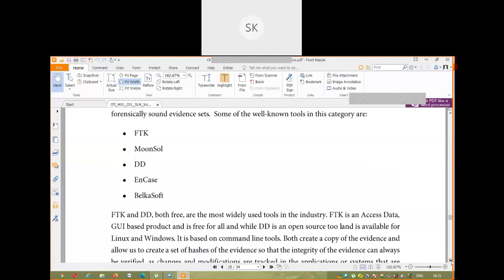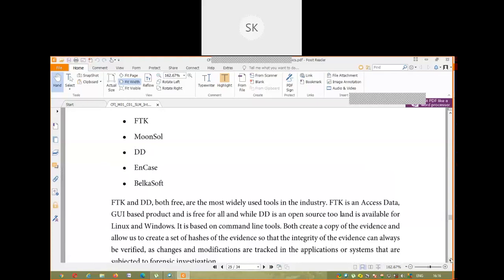Since you can use it in Linux, obviously it will be command based, because Linux is all command based. It is a command line tool. Both create a copy of evidence and allow us to create a set of hashes of the evidence. Hash means what? A hash is like a secret file. From plain text you can create a hash file.